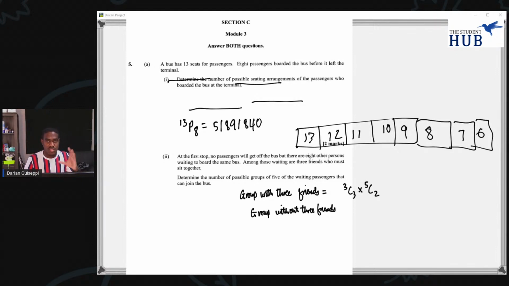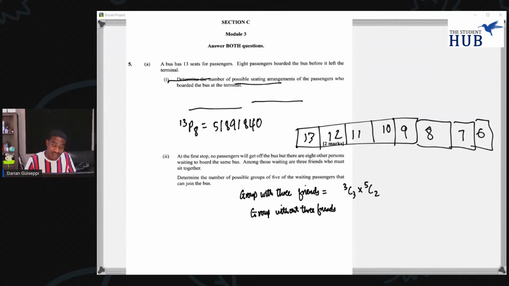Because when you choose the 3 friends, there is only one way of choosing those 3 friends. This 3 choose 3 gives you 1. And then you multiply that by 5 choose 2, because remember, you now have to choose two more persons to make the total of 5 to fit onto the bus, to fill the bus. So you need to choose two remaining persons out of the 5 remaining outside, waiting on the bus. So that is what we'll get there.